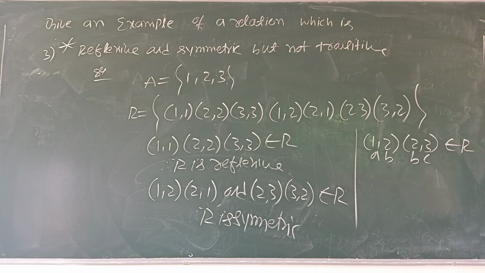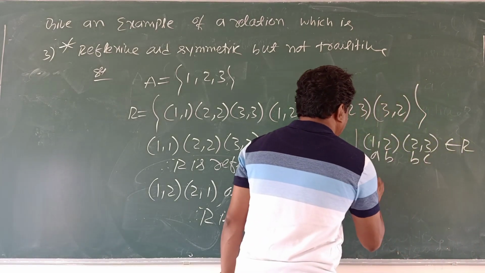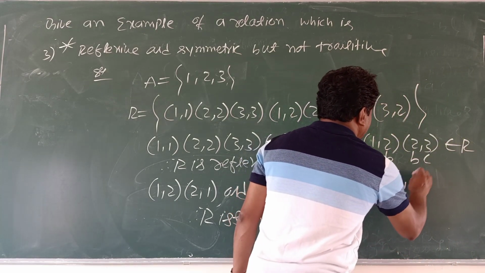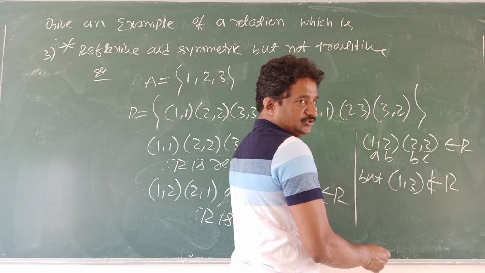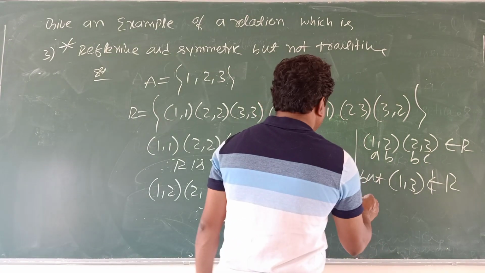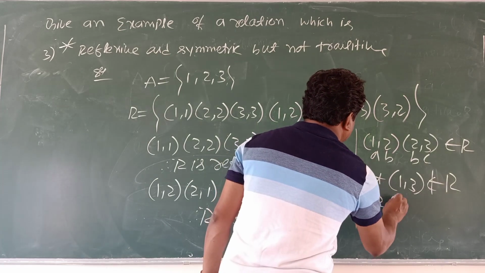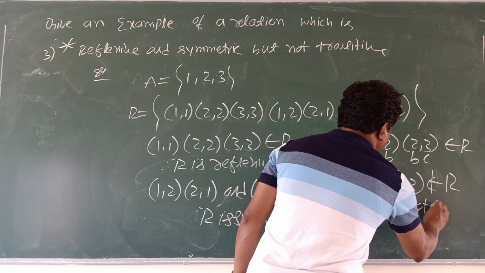But what is (a, c)? (1, 3). But (1, 3) does not belong to R. Therefore, R is not transitive.